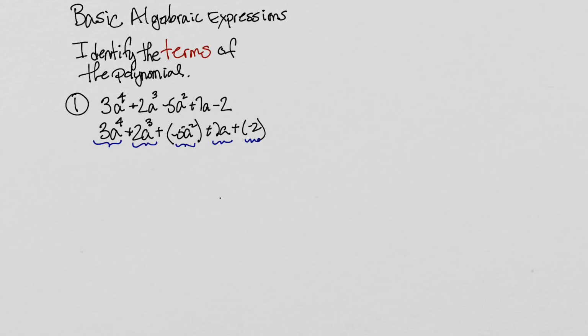All right? So list the individual terms. We'll have 3a to the fourth. We'll have 2a cubed. We'll have negative 5a squared. We'll have 7a. And we'll have negative 2.